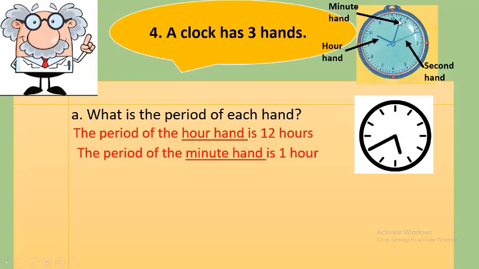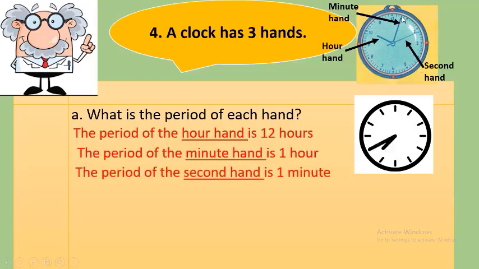The period of the minute hand is 1 hour or 60 minutes. It needs 60 minutes or 1 hour to go all the way around and back to where it started. The second hand needs 1 minute or 60 seconds to go around and back to where it started. So 1 full rotation is 1 minute or 60 seconds for the second hand.